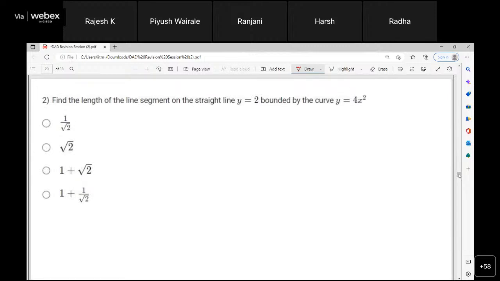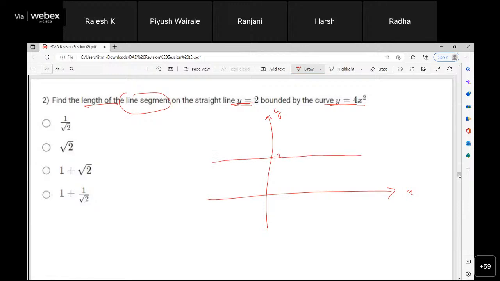So find the length of a line segment of a straight line y equals 2 bounded by the curve y equals 4x square. Can anyone tell me where the line y equals 2 is? This is 2, right? Parallel to the X-axis. That is y equals 2.